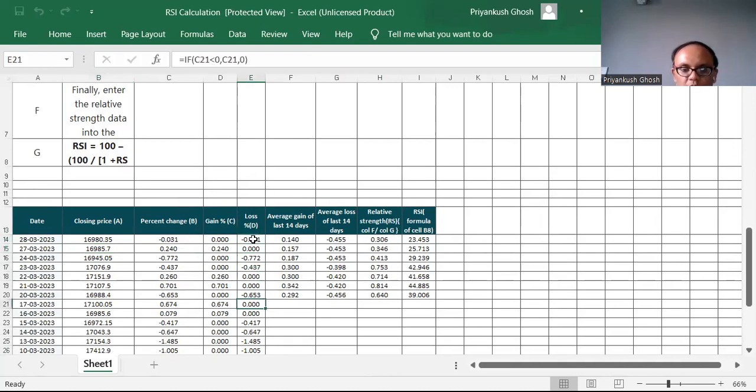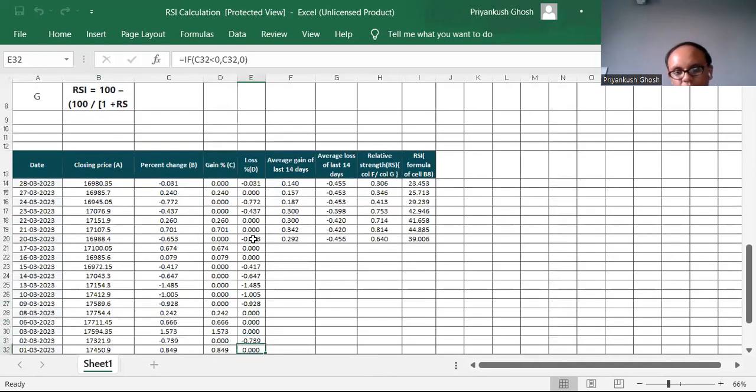So now when we are calculating the average, G is actually calculating the average of the loss days, sorry, negative close days. And this is the average gain of the last 14 days.